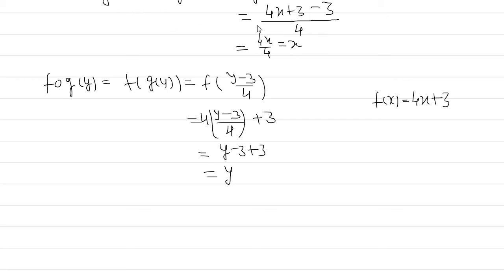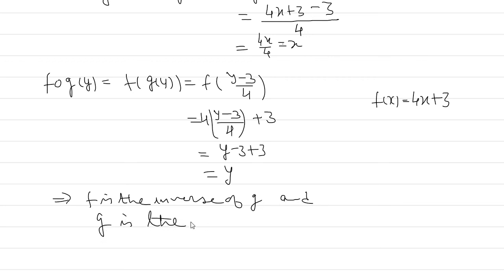It means that in both the cases, we are getting identity functions. It means that f is the inverse of g and g is the inverse of f. And hence, f inverse is equal to, now what is the definition of g? g is (y minus 3) by 4. So (x minus 3) by 4 will be the inverse of f.